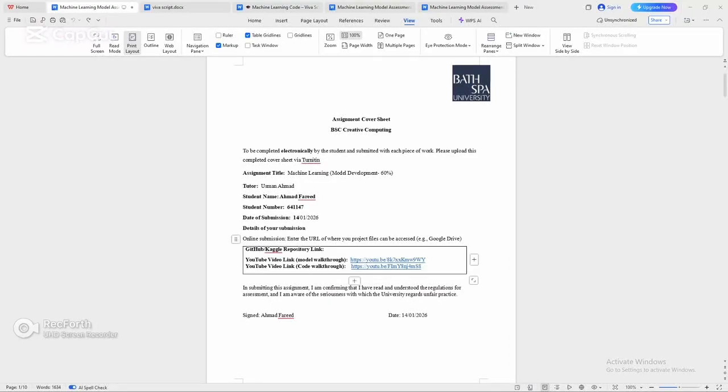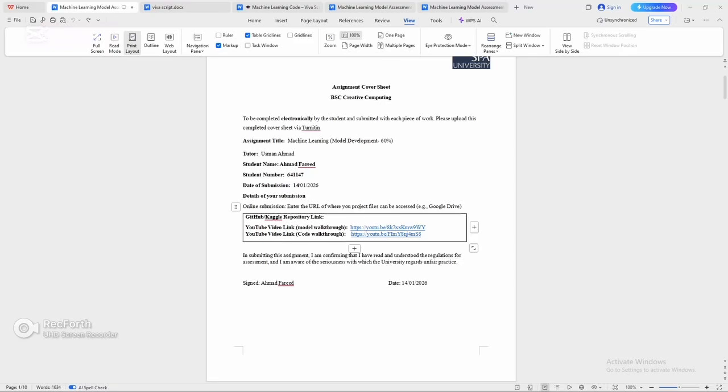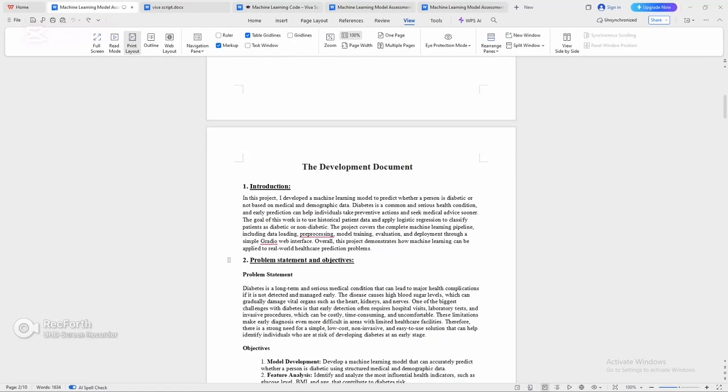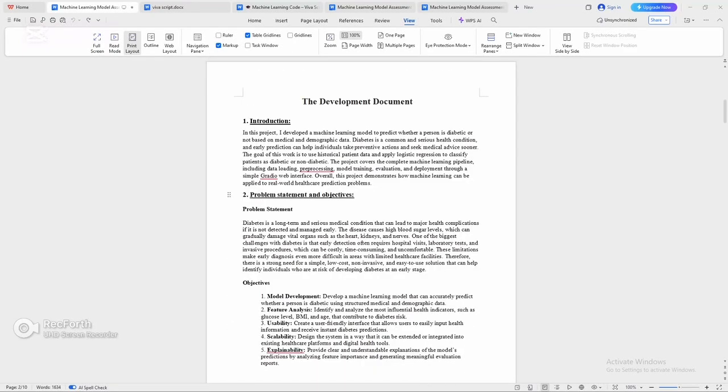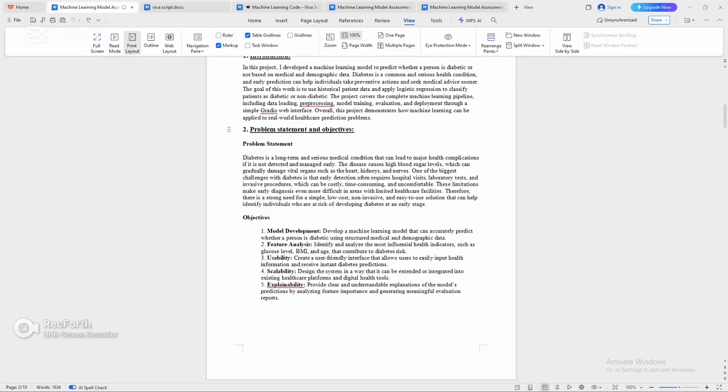Good morning. Today I'm going to talk about my machine learning project, which focuses on predicting whether a person is diabetic or not using medical and demographic data. Diabetes is a serious and long-term health condition, and early detection can help people take preventive measures. In this project, I followed the complete machine learning pipeline, starting from data loading and pre-processing, then model training and evaluation, and finally deploying the model using Gradio interface so it can be used by non-technical users.